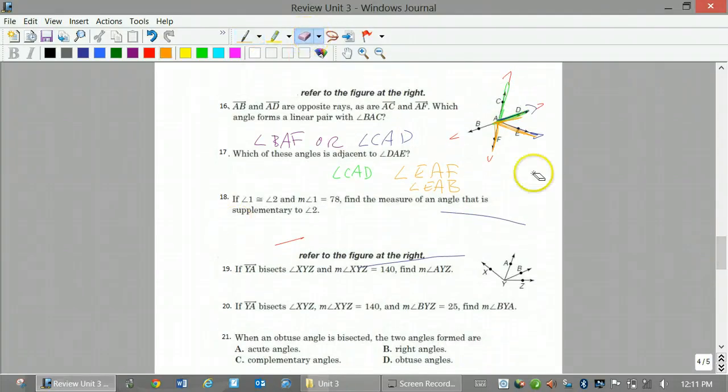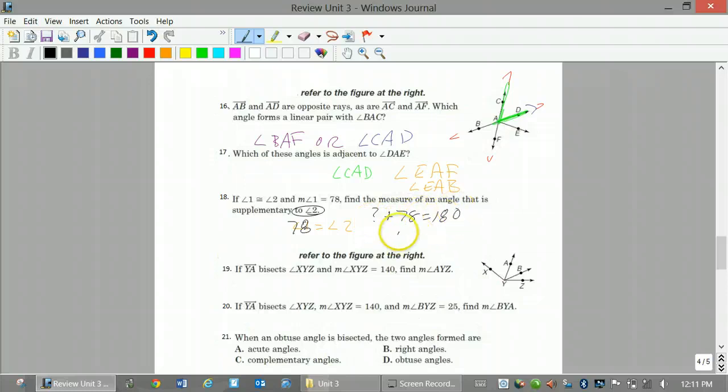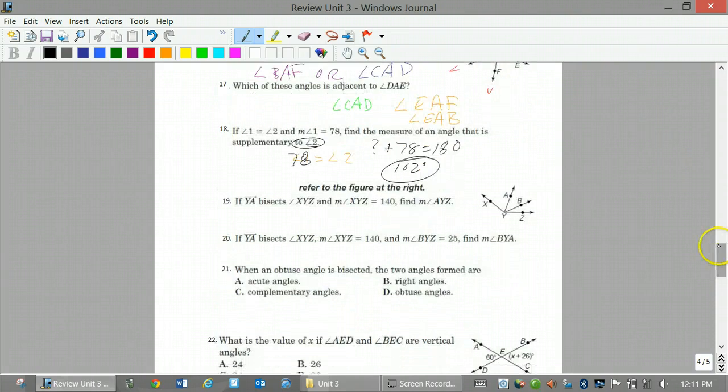If angle 1 and angle 2 are congruent and angle 1 is 78, so if I have this being congruent, we can just write that their measures are equal. Angle 1 is 78, so angle 2 has to be 78. Find the measure of an angle that is supplementary to angle 2. So supplementary angles are two angles that add up to 180. So essentially what plus 78 is going to be 180? Well, that's going to be 102. We just wanted the measure, we didn't want the name.